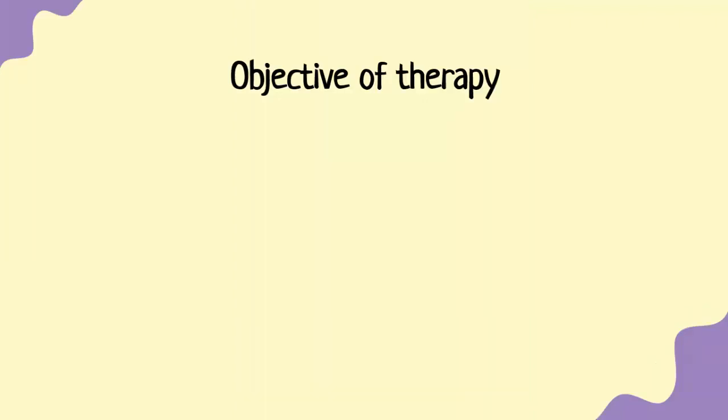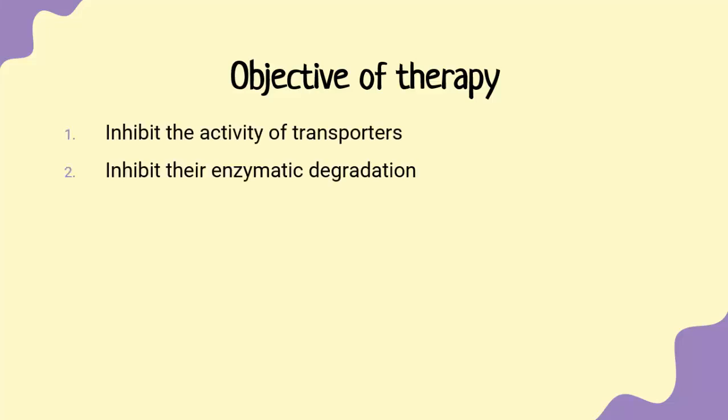Okay. So basically, because depression is related to low serotonin and low noradrenaline, the objective of our therapy is, of course, we want to inhibit the transporter that reuptakes those neurotransmitters. So we want to inhibit the transporter, and also we want to inhibit the enzyme that metabolizes the neurotransmitters, right?